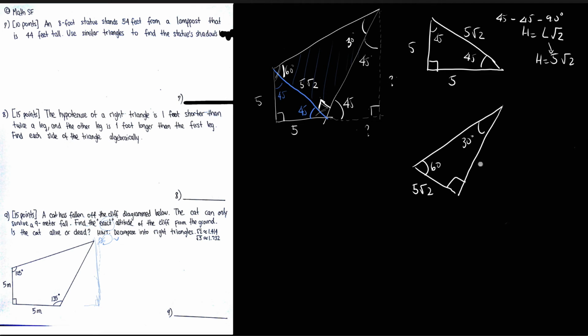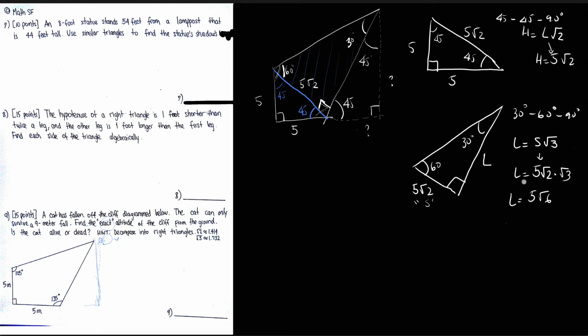But that means I need to find this side here, right? This should be the long side, right? Because in a 30, 60, 90 degree triangle, we're going to have a short side, a long side, and a hypotenuse. Well, recall that your long side is equal to the short side times root 3. Oh, and look, this one is the short side. So L should be equal to 5 root 2 times root 3. So L should be 5 root 6.